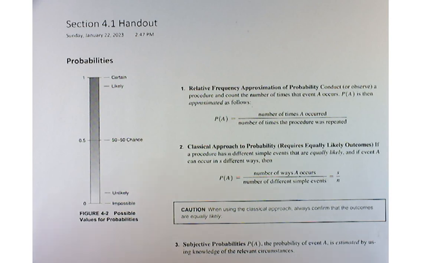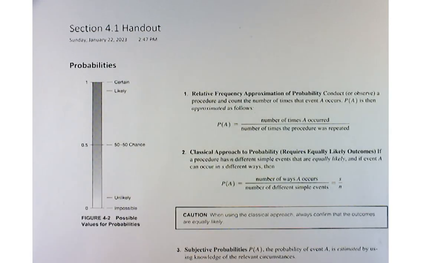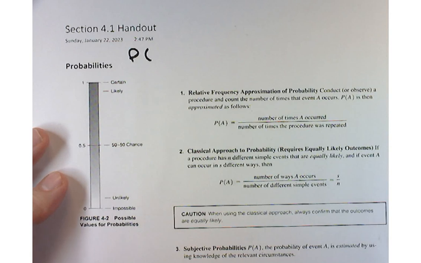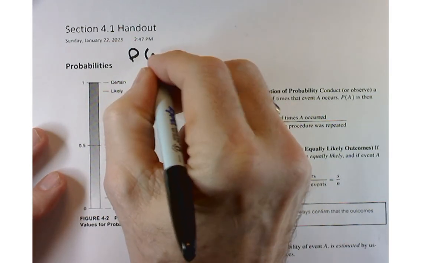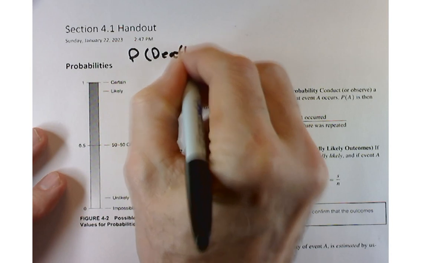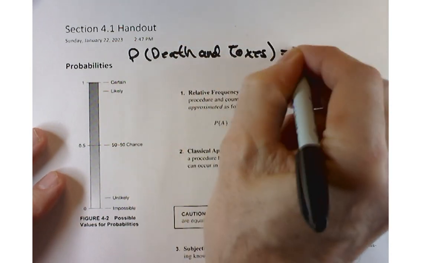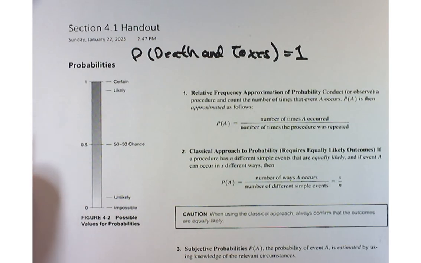I'm not sure if it was Benjamin Franklin or not. It seems to be who's coming to mind. But he said that there's two things that happen with probability 1. Does anyone know what those are? Probability 1: death and taxes. All right, so those are certainties.